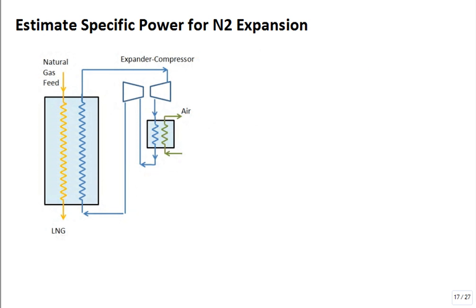So here is a very simple system. It's a nitrogen expansion system. And we want you, with the tools that you've been equipped with in Thermo 2, to estimate the specific power for this nitrogen expansion system. So you bring in, let's familiarize ourselves with this. What is this? Natural gas feed. What is this? LNG. All right?